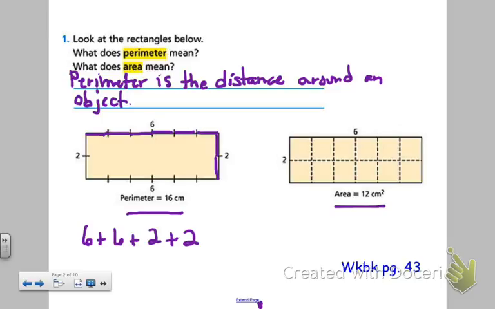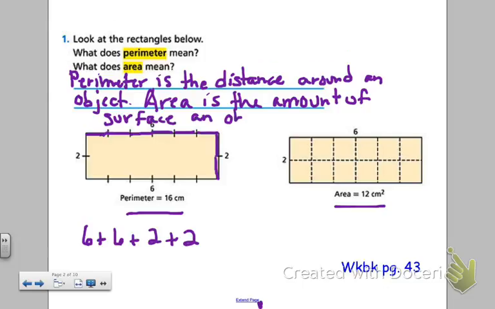That's because area is the amount of surface an object covers. So with this rectangle, we're talking about, how much surface is this? How much are we covering? We're talking about the inside now. We're not necessarily talking about the outside. And we measure area with squares.